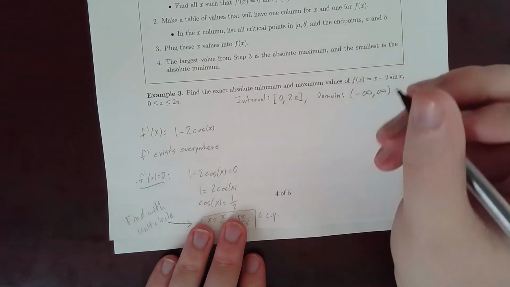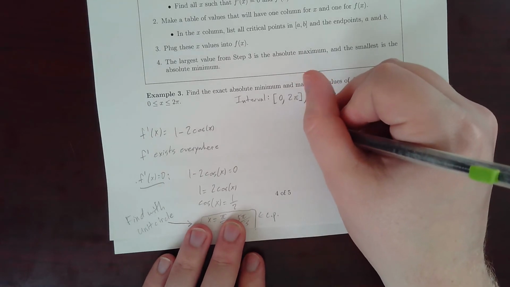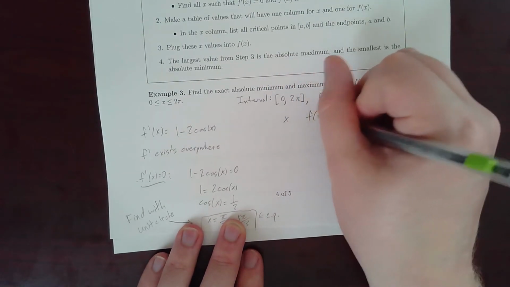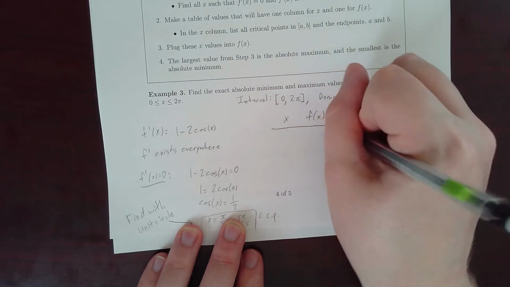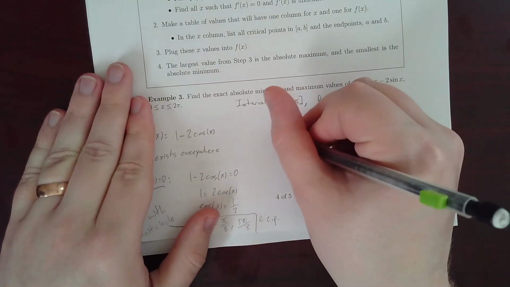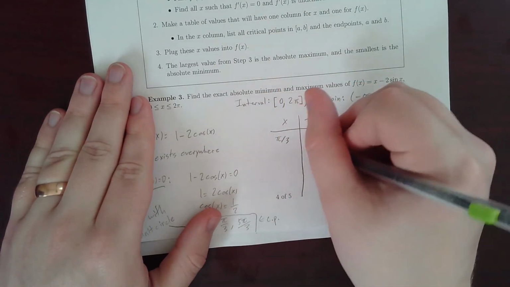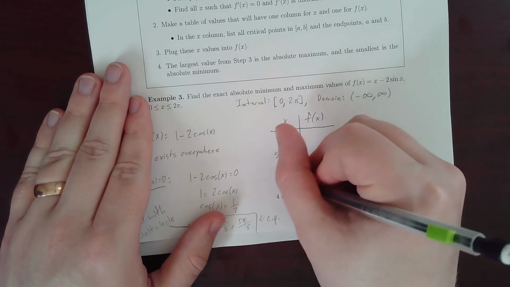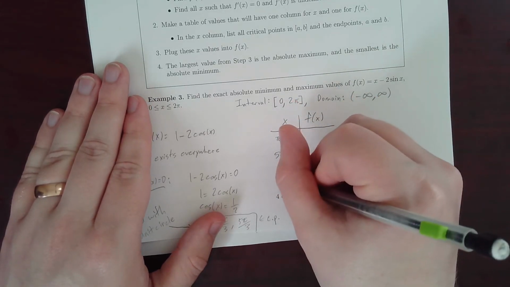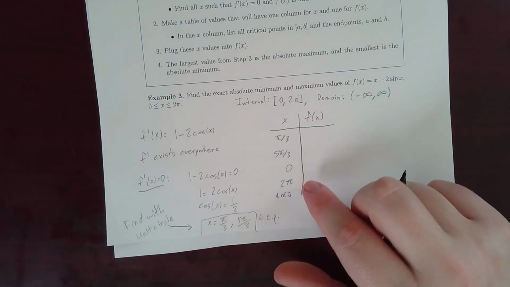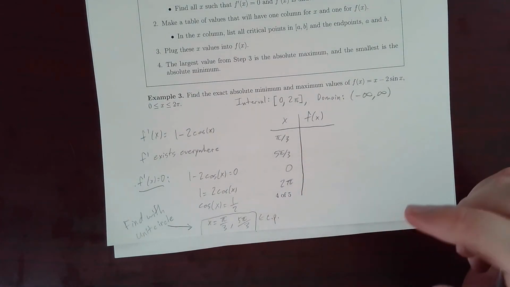So to find our absolute min and max, we have to go ahead and create a table that has our critical points, our endpoints of the interval, and what their function values are. So if we plugged in pi over 3, I'll just write them all out. So pi over 3, 5 pi over 3, 0, and 2 pi are the different places that we have to look at. So these are the endpoints of our interval, and these are our critical points.